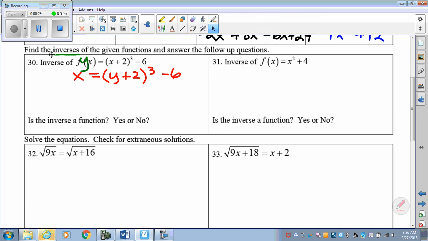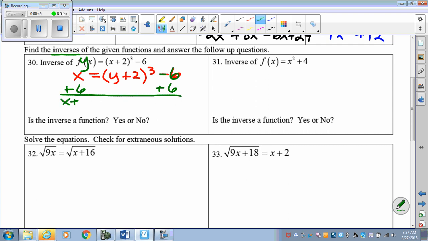Okay, and now I'm going to solve for y. I'm going to get y by itself. So you always start with the furthest away number, right? And it's opposite of PEMDAS, so I'm going to add 6 to both sides. And I get x plus 6 equals y plus 2, that quantity squared. Or not squared, cubed. Okay?